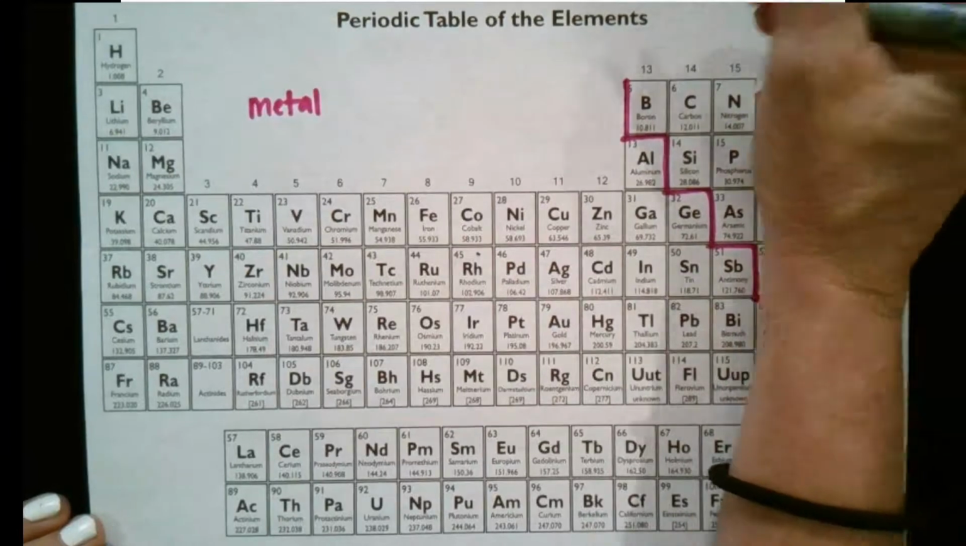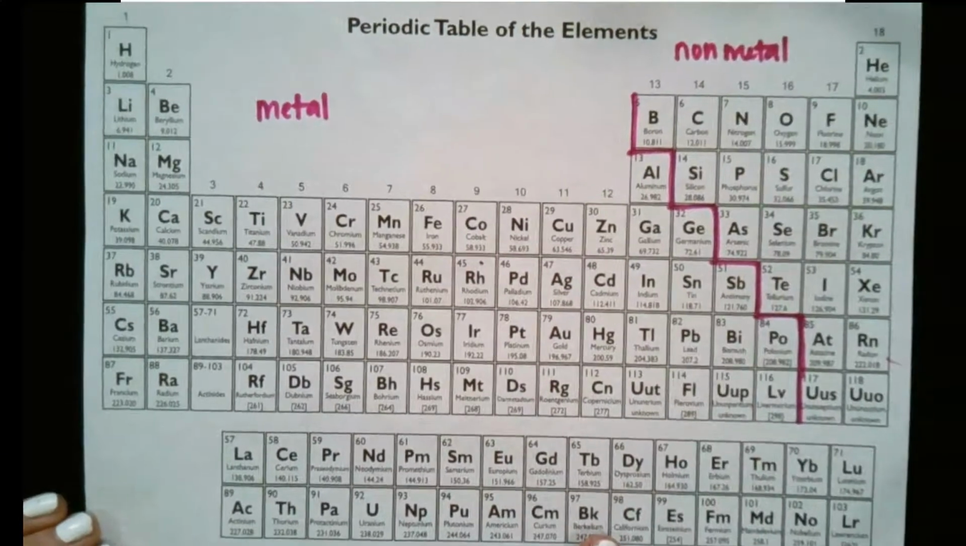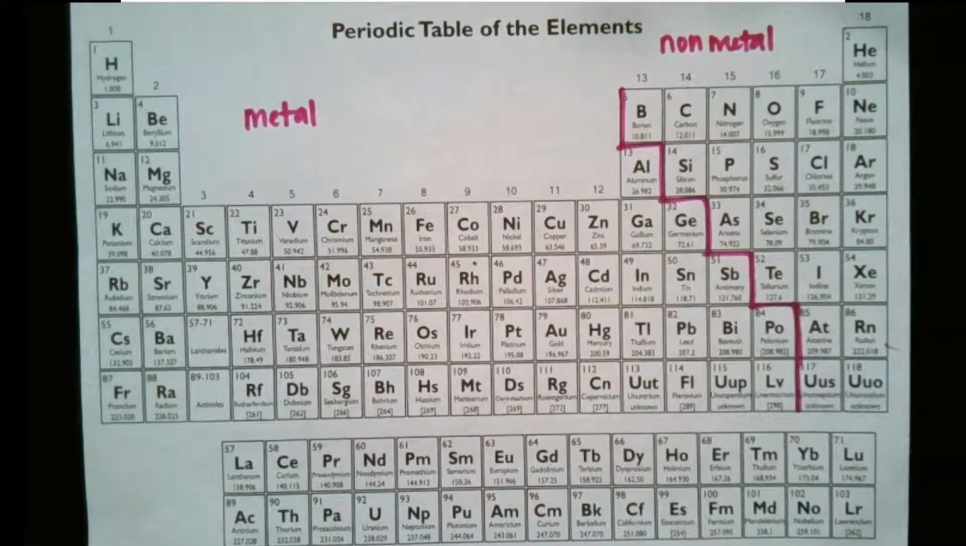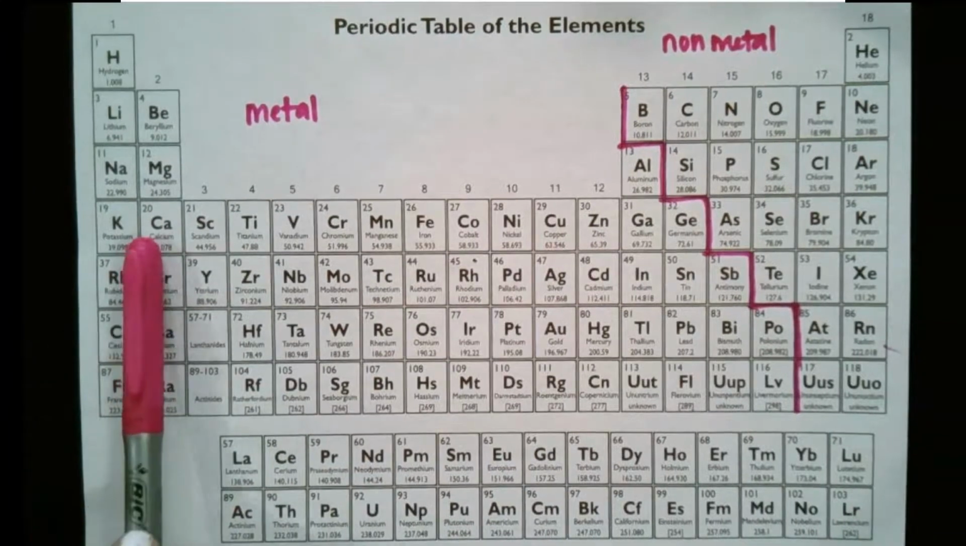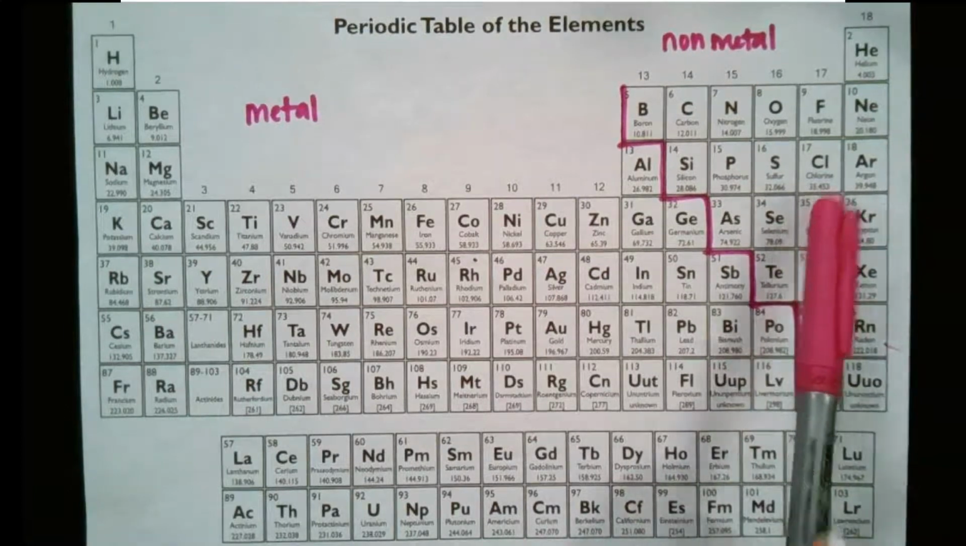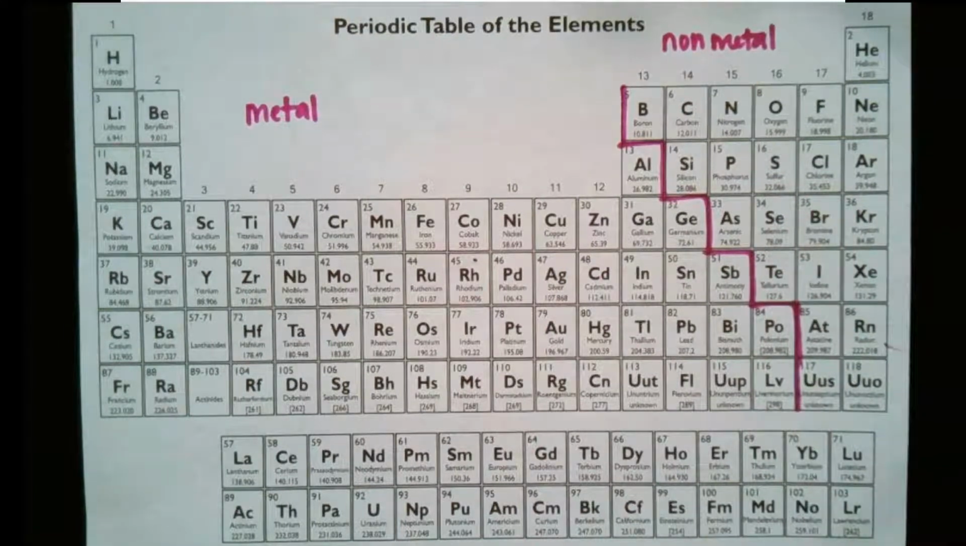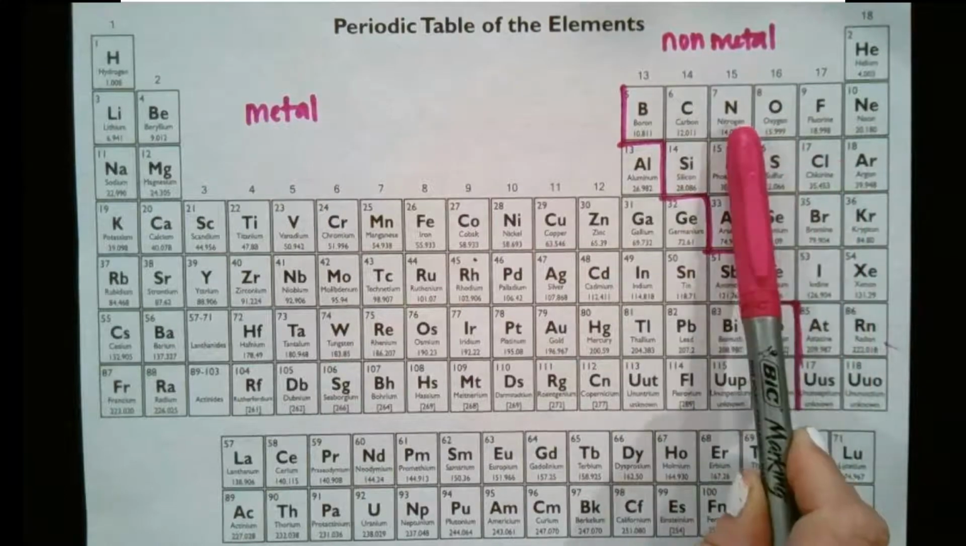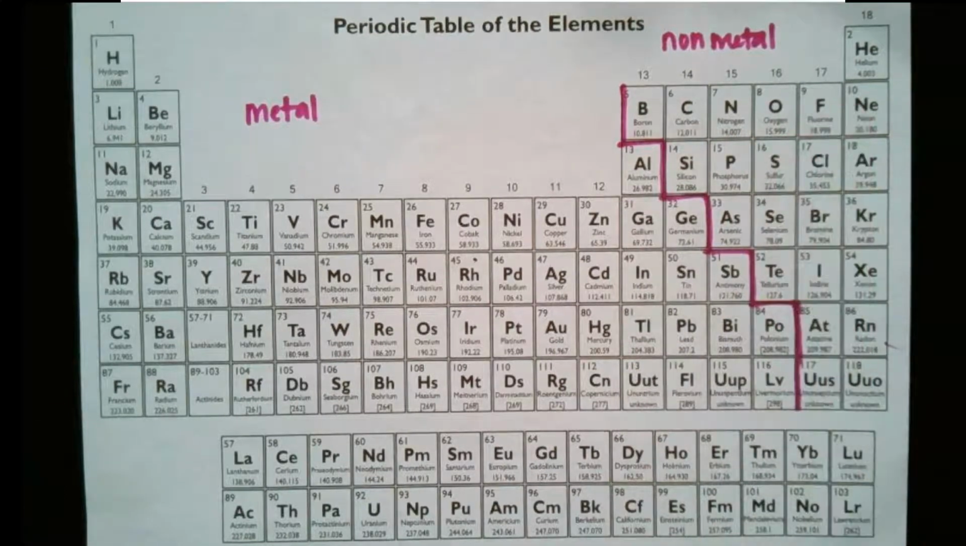And the reason why this matters is because if you are looking at a compound and one of the elements is a metal and one is a non-metal, then what you're looking at is an ionic compound. And if you're looking at a compound and they're both nonmetals, what you're looking at is a covalent compound.